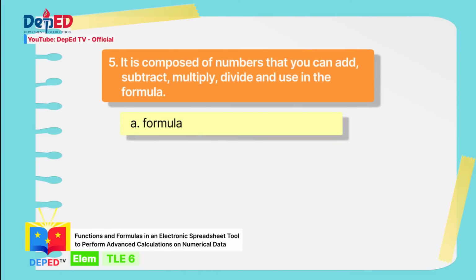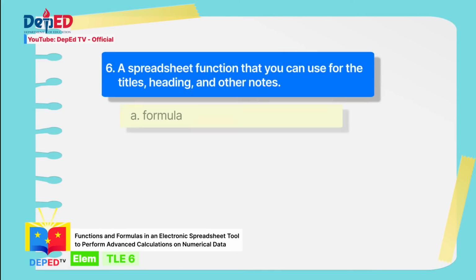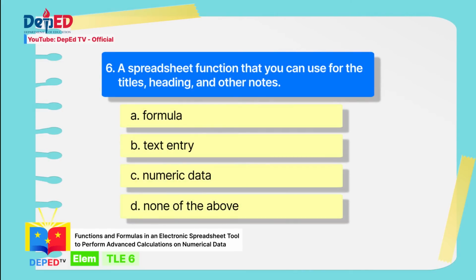Number 5. It is composed of numbers that you can add, subtract, multiply, divide, and use in the formula. Letter A, formula. Letter B, text entry. Letter C, numeric data. Letter D, none of the above. And the correct answer is letter C, numeric data. Number 6. You can use it for the titles, headings, and other notes. Letter A, formula. Letter B, text entry. Letter C, numeric data. Letter D, none of the above. And the correct answer is letter B, text entry.